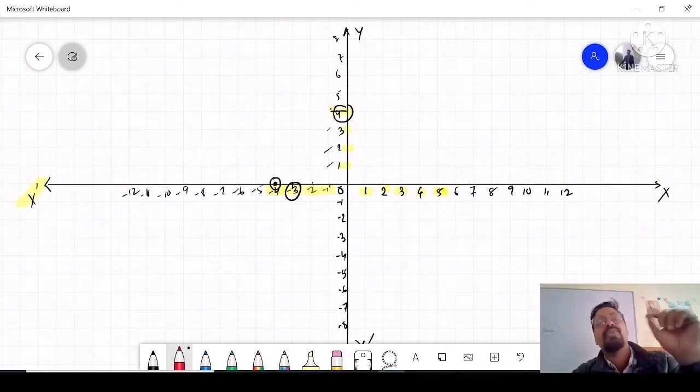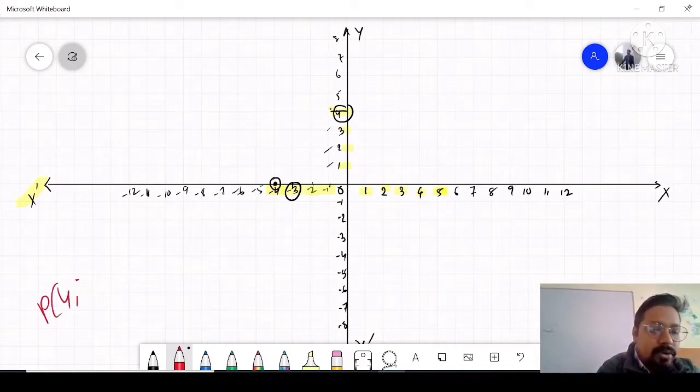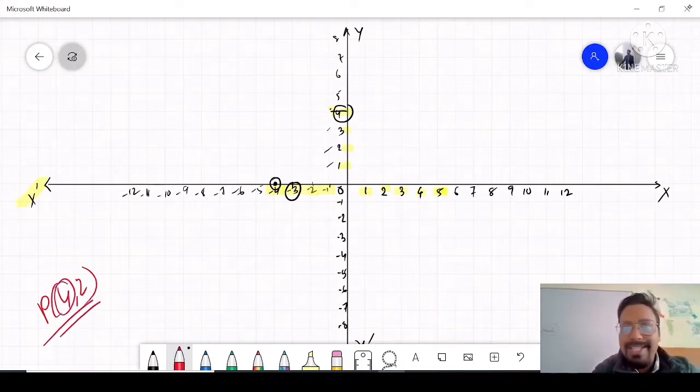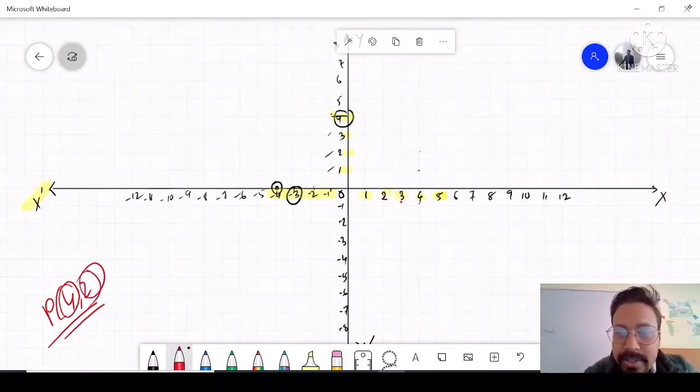So first of all let us plot 4, 2. So as we have seen, we have to plot this point P 4, 2, this one. So 4 is along the x-axis. So we go 4 places, 1, 2, 3, 4. We reach here. Then we have to go 2 places here. So on the y-axis we have to go 2, 1, 2. So this is where we reach.